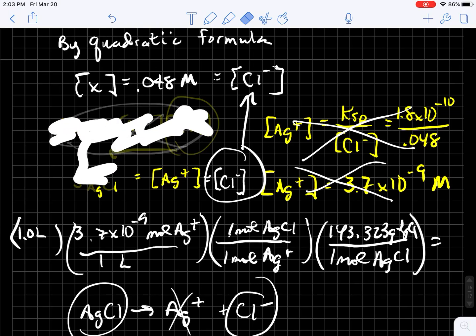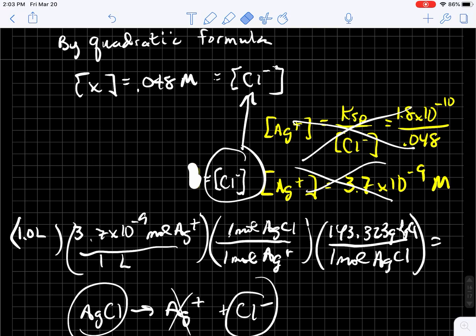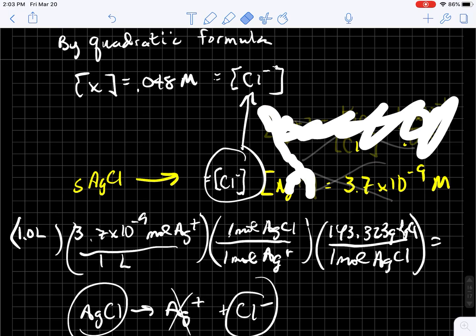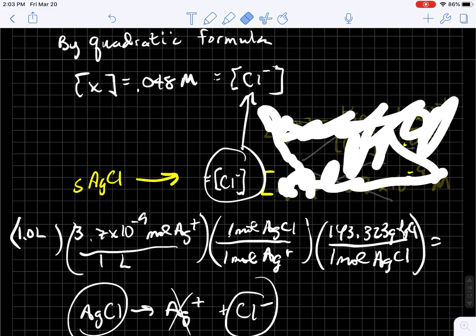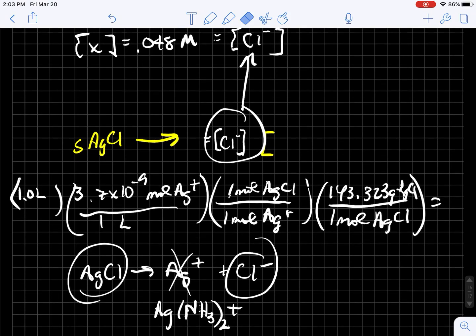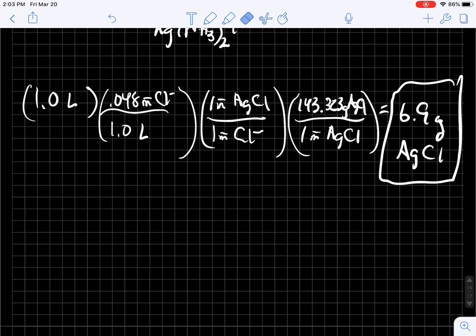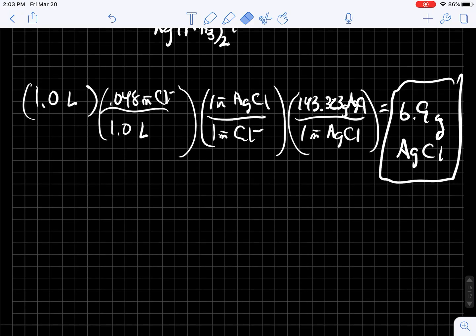So let's clean this up a little bit. Let's get rid of this evidence of incompetence. And we're going to say that the solubility of the silver chloride, for every 1 mole of silver chloride that dissolves, we get 1 mole of chloride ions. Let's get rid of this, for shame. And so we can just do this calculation here once we know the chloride concentration.